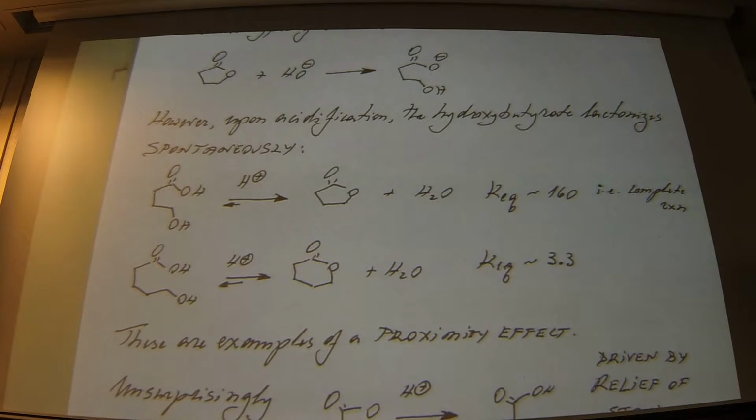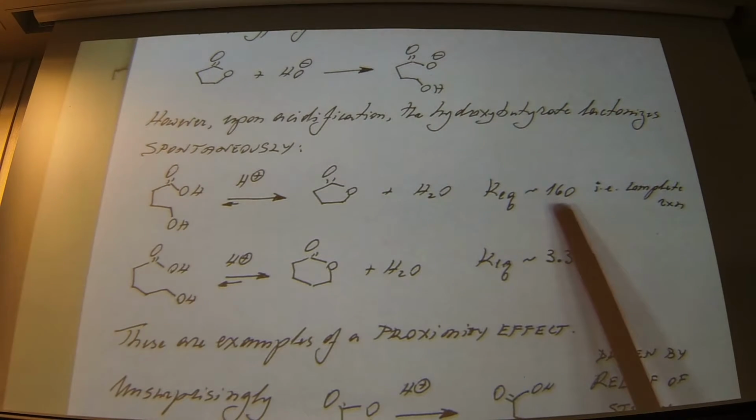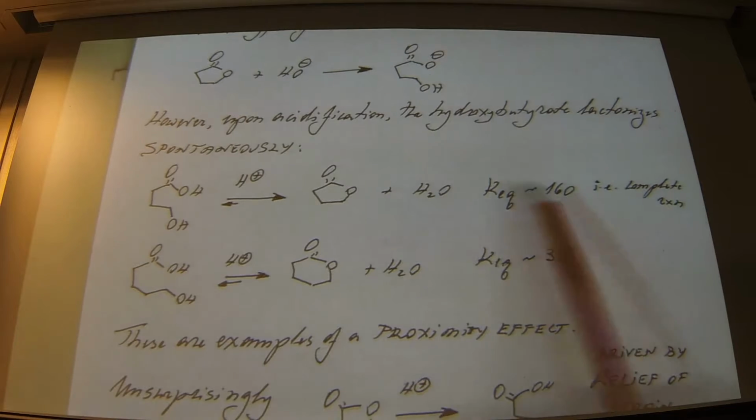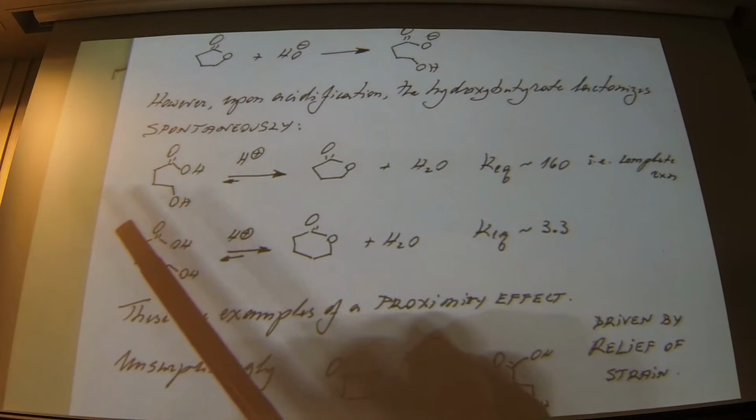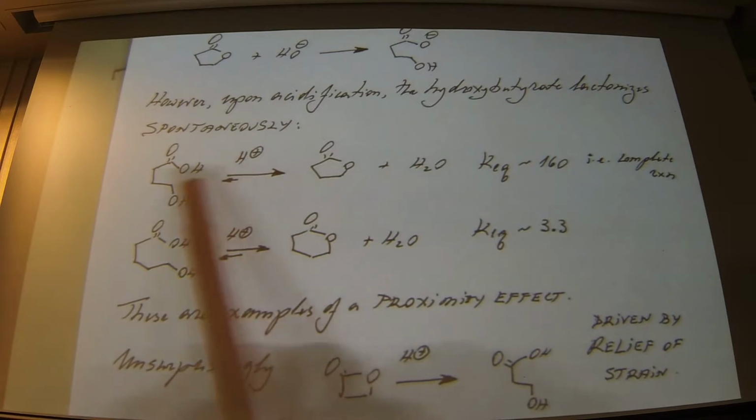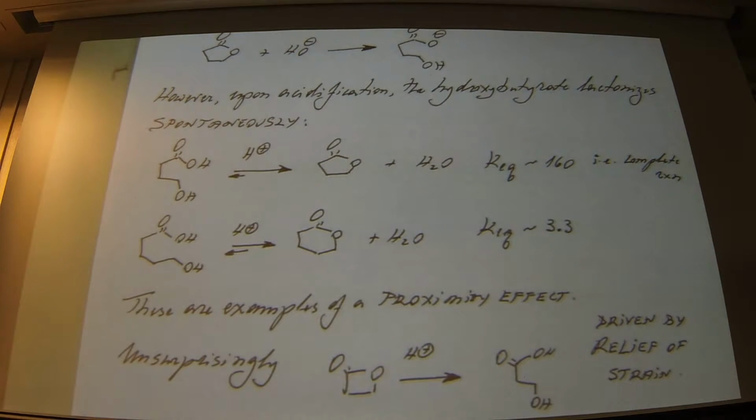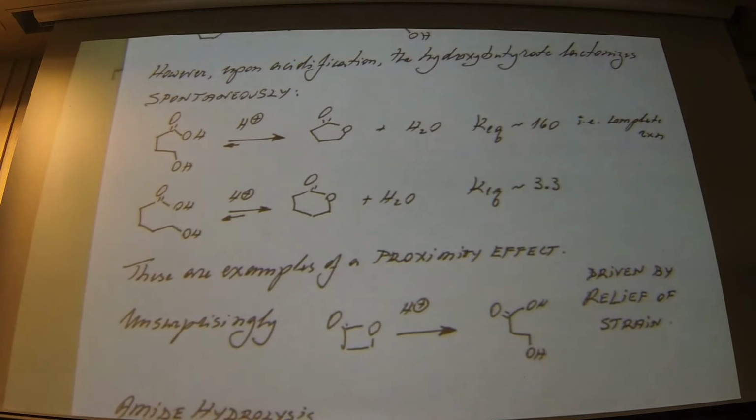So the hydroxy acid, if it's going to form a 5-membered ring lactone, the 5-membered ring lactone is favored at equilibrium. So very easy to form. The equilibrium is pretty big. In other words, 160 means if there's one of these, there's 160 of those. So that means what? About 0.5% of that. So that's a complete reaction by anybody's reasonable definition.